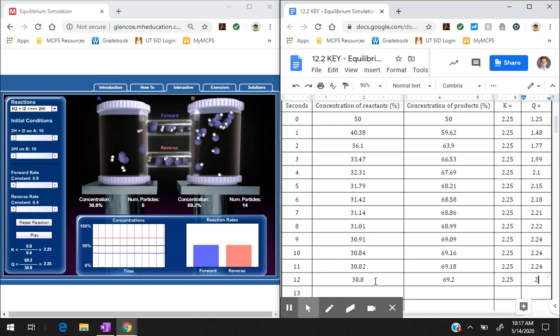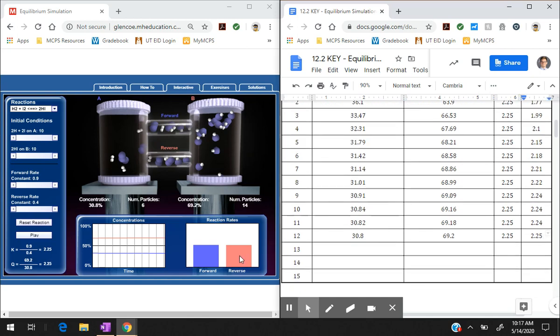And at this point, you'll notice that my Q and my K value is now equal. When Q and K are equal, it looks like the forward and the reverse reactions have also become equal. At least that ratio is. So the ratio of concentration of products to reactants is the same as the forward rate and the reverse rate. And so what we'll probably see over these next couple of data points is that it will stay the same.